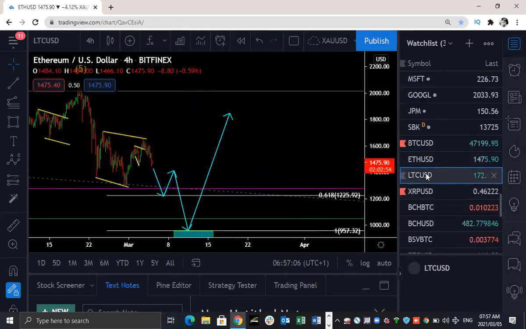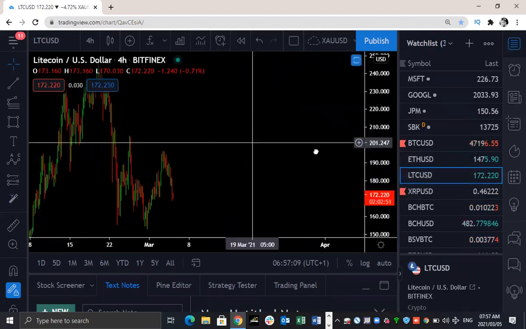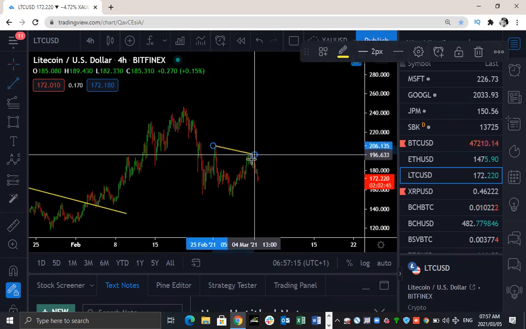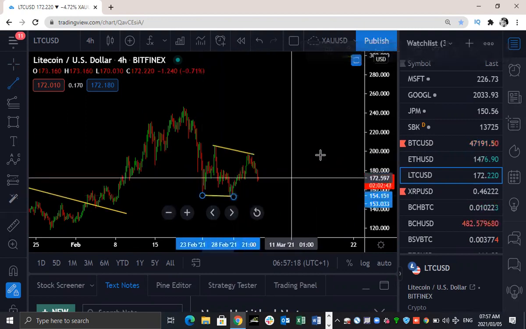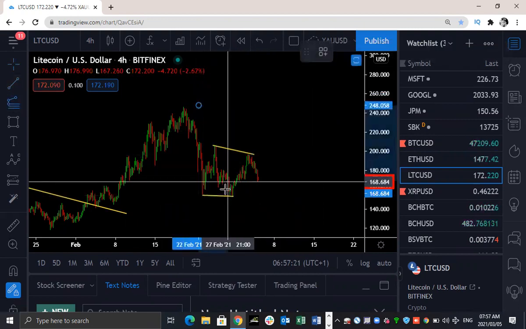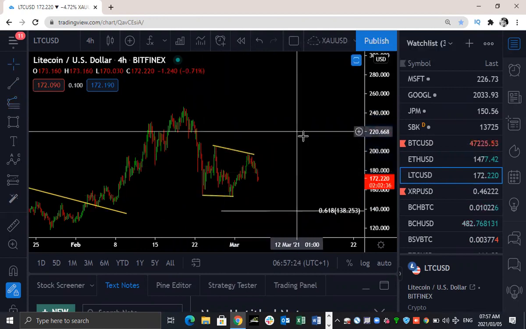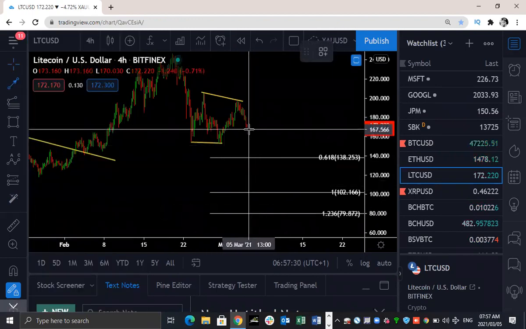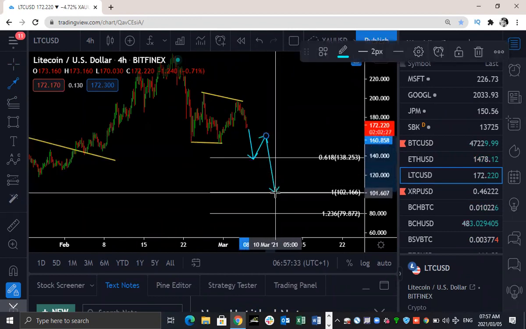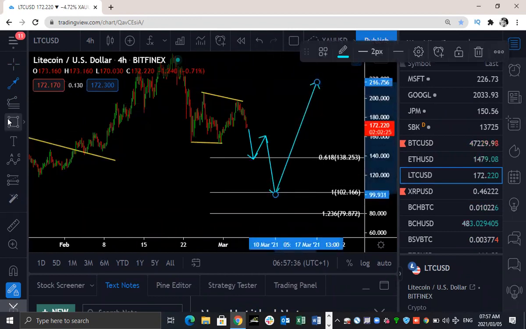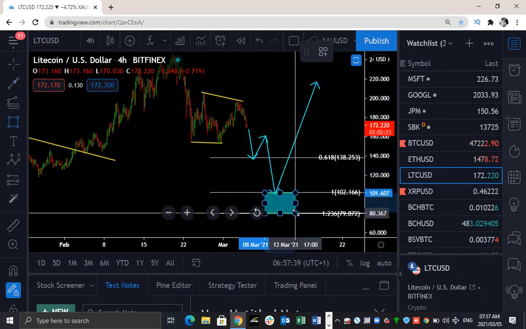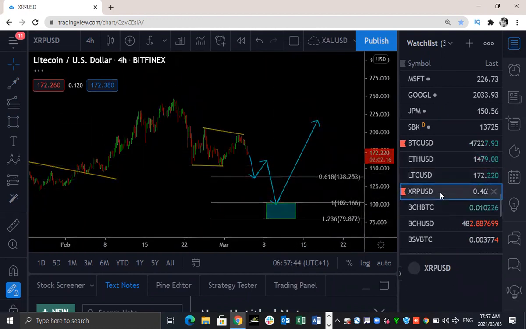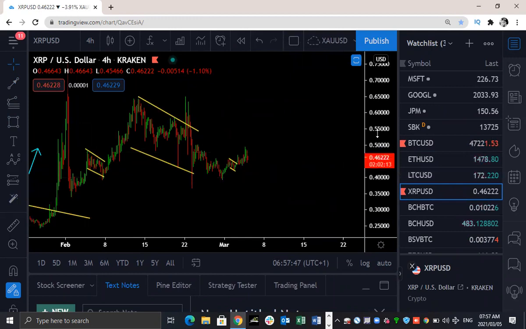Litecoin. Same structure, same thing. It's a running flat there. It's a running flat. We'll expect this one to come around these levels. Again, this is Litecoin. We're expecting a move down here, a bit of a bounce here, and a move down here, and a move up. Okay, so we've got that structure. Okay, that is Litecoin.